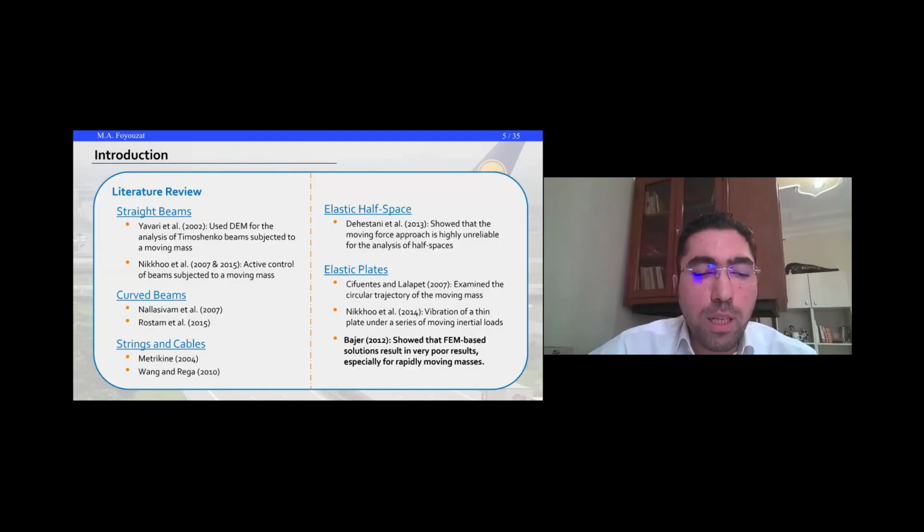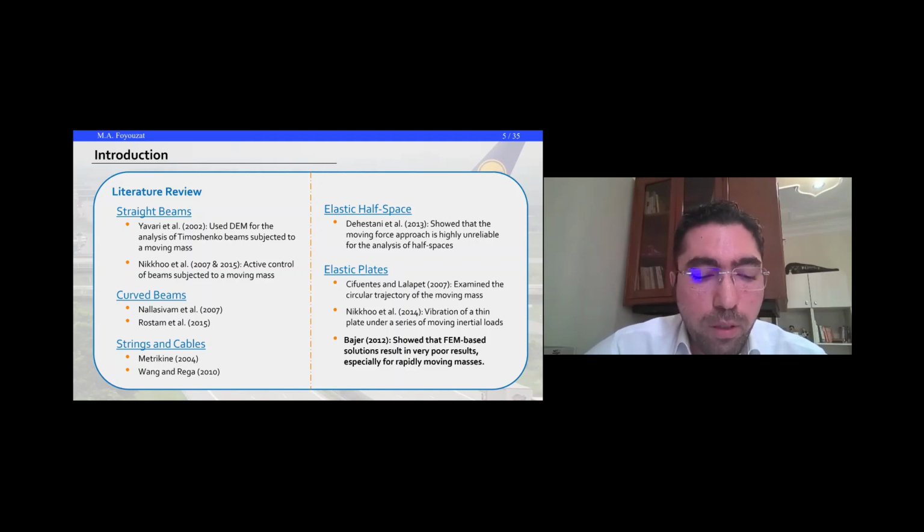The effect of moving loads has been studied on various types of elastic structures, including straight and curved beams, cables, half spaces, and elastic plates. It is important to note that, as Bajer demonstrated in 2012, conventional numerical methods for structural analysis, such as FEM, cannot be used to solve the moving mass problem and account for the additional acceleration terms, especially when the object moves at high speeds, leading to unrealistic results. Therefore, semi-analytical methods are employed to solve the problem.